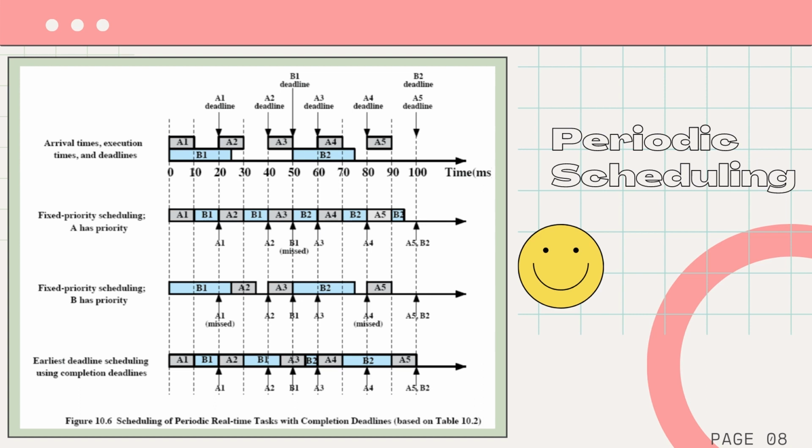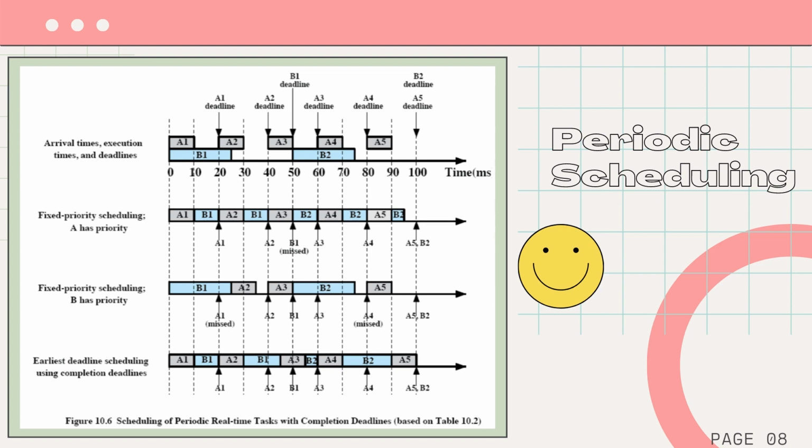And since A3 is next, it is placed on the next process on T40, time 40, and then since it hits its deadline, B1 is missed. Then on the third column, B has priority. Since B has priority, it is placed first, and A1 is missed, then followed by A2 and A3.